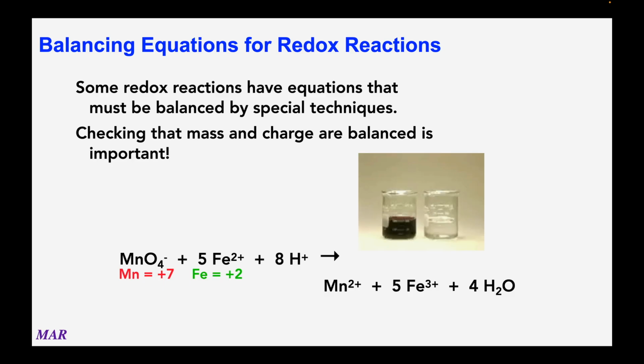It's permanganate, MnO4-, reacting with iron 2+, and a little bit of acid, H+, is added, and the products are manganese 2+, some iron 3+, and 4 waters. So this is an example of a redox reaction. Notice how iron is going from a +2 to a +3, more positive, but the manganese is a little harder to tell.